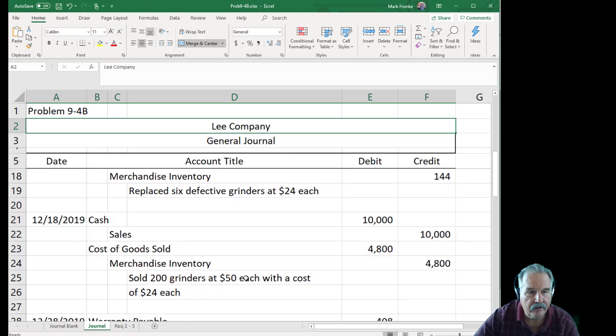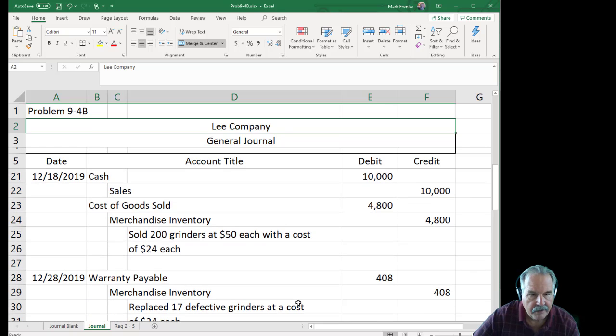Then we had our cash sales on the 18th of December, where we sold 200 grinders, again at $50 each. That's $10,000. And these are also $24 each, so we've got 200 of those. That's $4,800. Debit cash, credit sales, $10,000. Debit cost of goods sold, $4,800, credit merchandise inventory, $4,800 to take them out of stock.